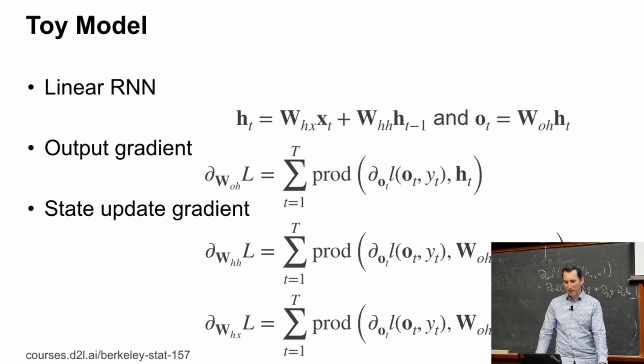So W_oh, that's an easy one. That's basically the derivative of L with respect to O_t and Y. That's easy. W_hh, well, that's the one that's going to give us headaches. Because if you look at it, that's dL/dW_hh of h_t. And then we have the last one, dL/dW_hx of h_t. Right, so this is completely straightforward.